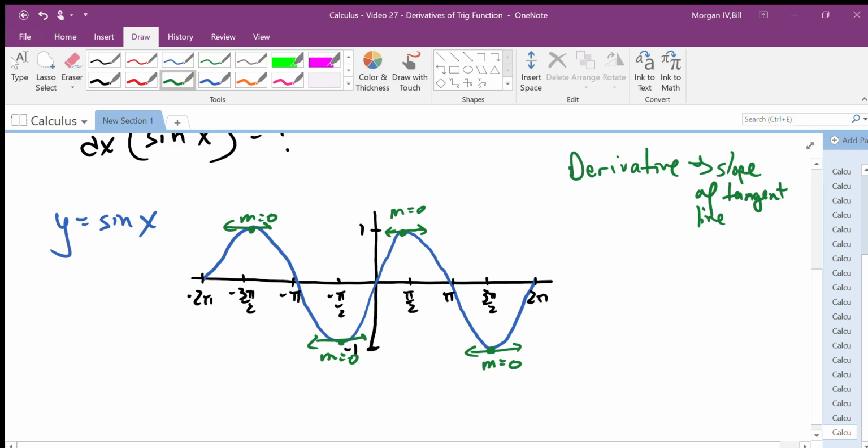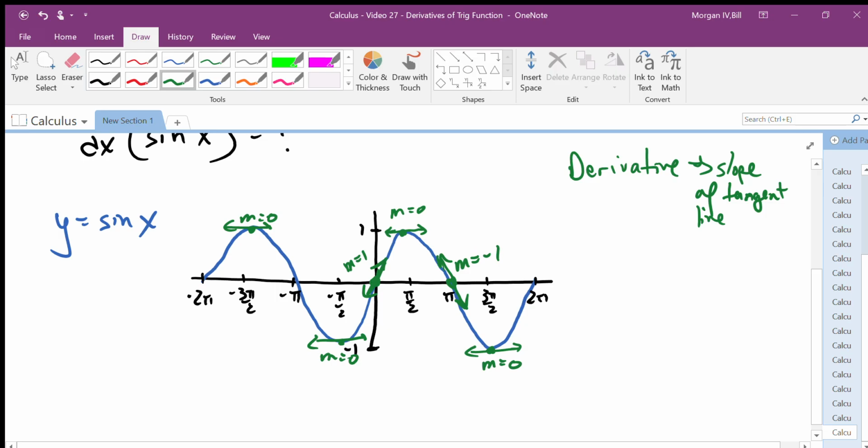Okay, we can kind of see those. The next one's going to be a little bit more of a guess, but what do you think the slope is at 0? It's going to kind of look like that. And you might not know ahead of time, but let me just tell you that slope is 1. What do you think the slope is at pi? Looks kind of like this. What do you think that slope is? If you were to guess, you might say negative 1.